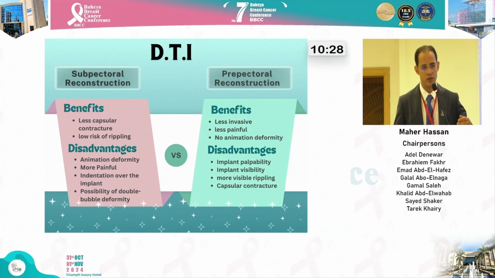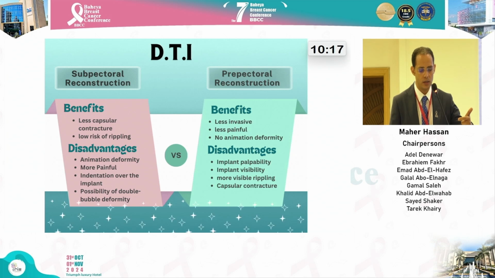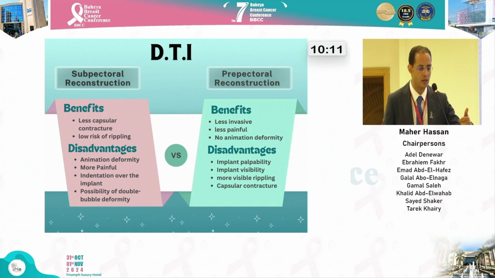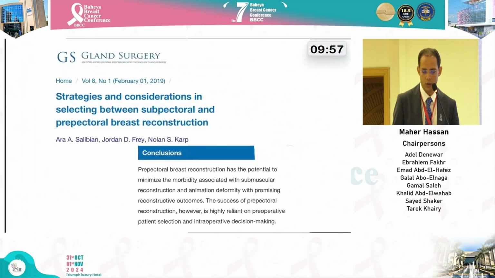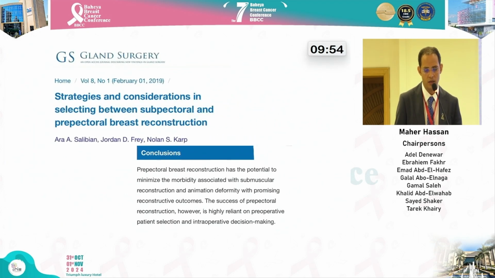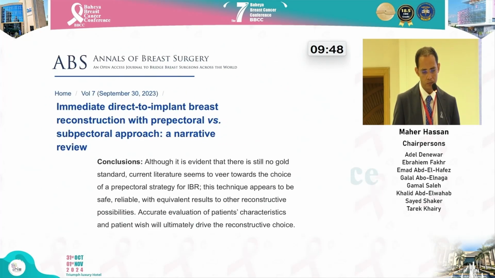So the pros and cons in the selection between the pre- and subpectoral approaches: the subpectoral approach has the benefit of less capsular contracture with low risk of rippling, but it has animation deformity, is more painful, has indentation over the upper pole of the implant, and the possibility of double bubble deformity. The pre-pectoral approach has the benefit of being less invasive and less painful with no animation deformity, but it has more visible rippling and the capsular contracture risk may be higher. And finally, this paper concluded that the pre-pectoral approach is better than the subpectoral approach.